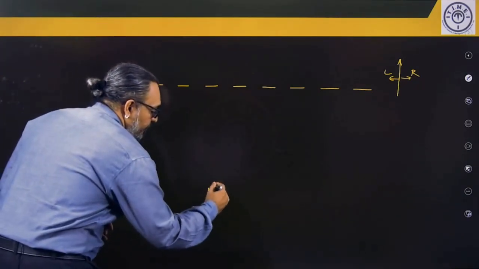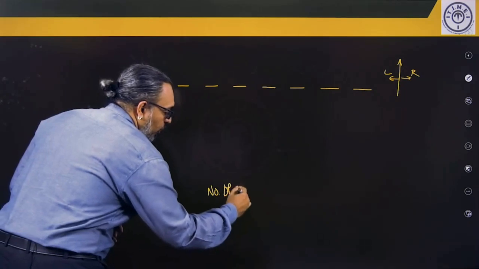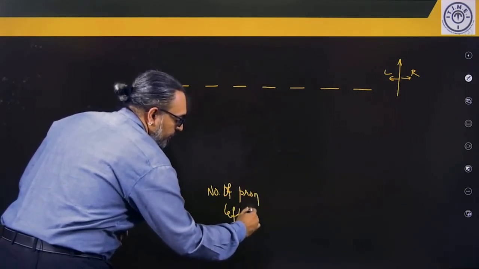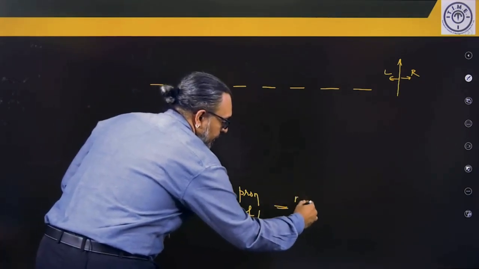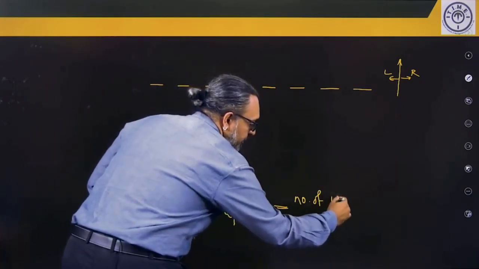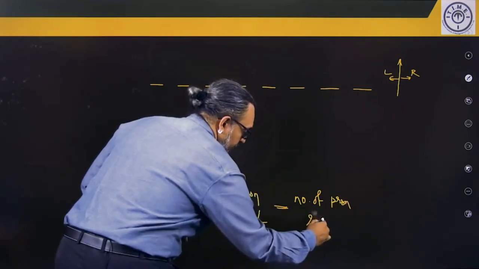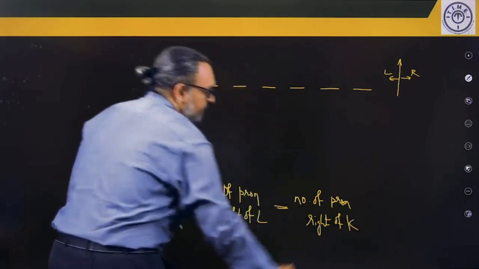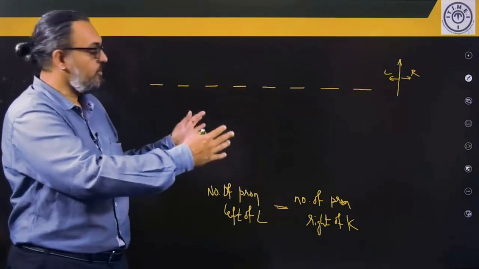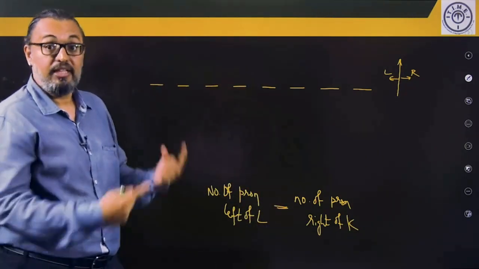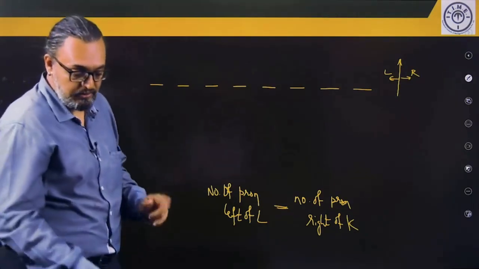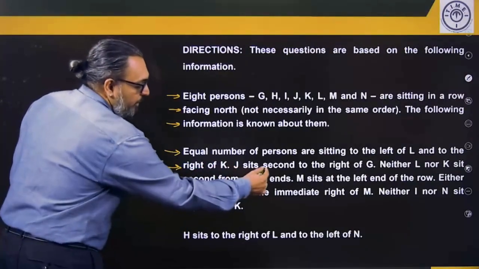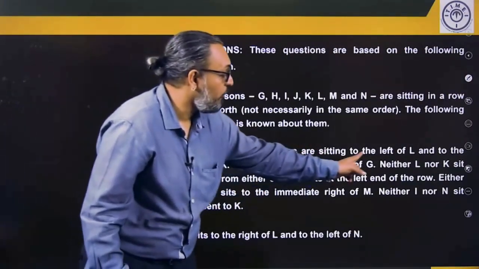So here number of persons left of L is same as number of persons right of K. So all the 4 positions are available from left and from the right with interchangeability. Understood that? Great.